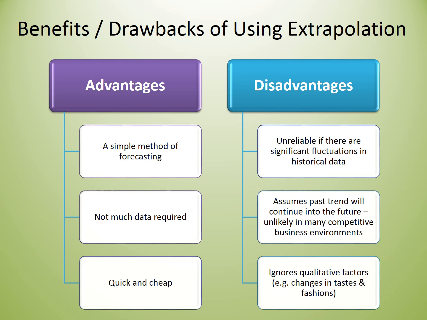But the disadvantages are that it's unreliable. If there are big fluctuations in the historical data, it could really skew your results. It assumes that the past trend will continue into the future. So it doesn't take into account any new competitors, any new technology that might be coming in, or trends or fashions. And it ignores all the qualitative factors. Like I said, tastes and fashions, it doesn't take that into account. It is just using numerical data, just quantitative data.